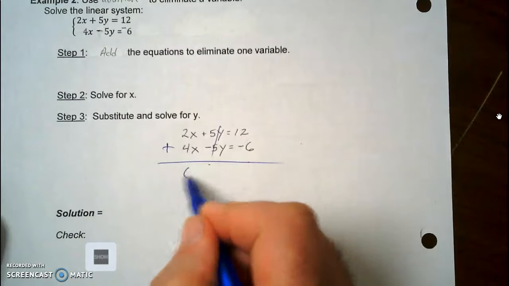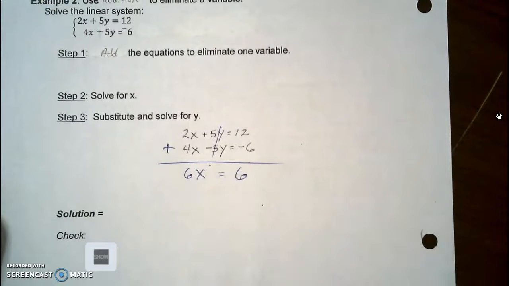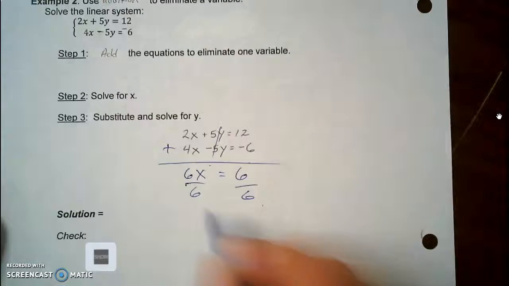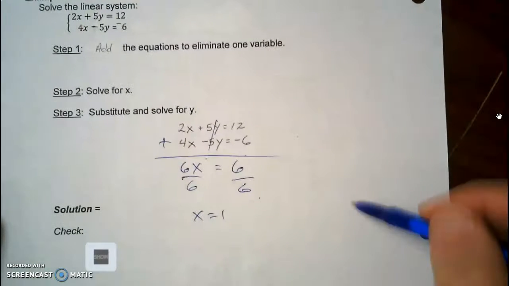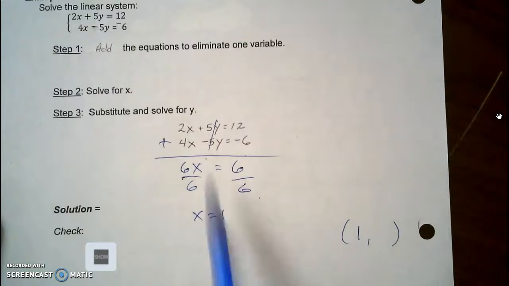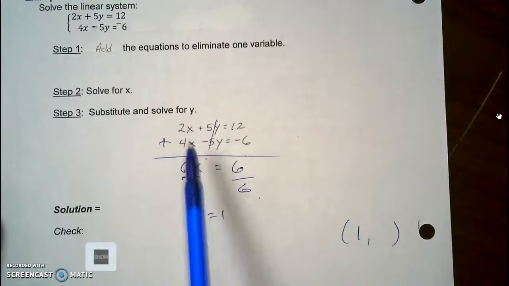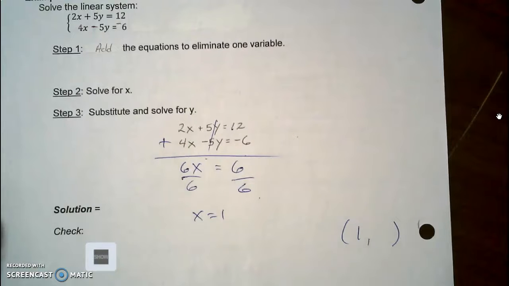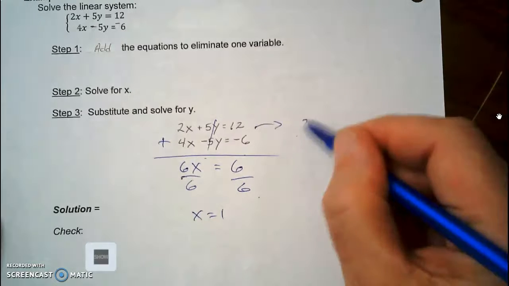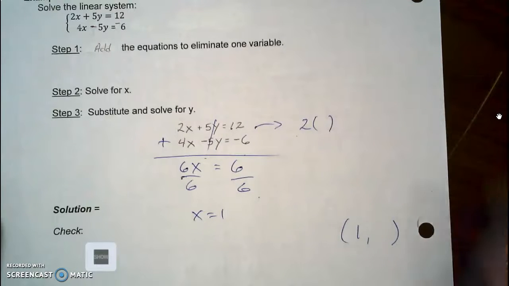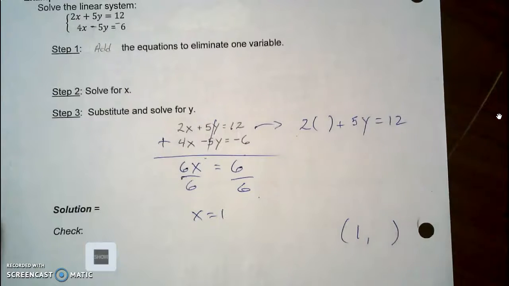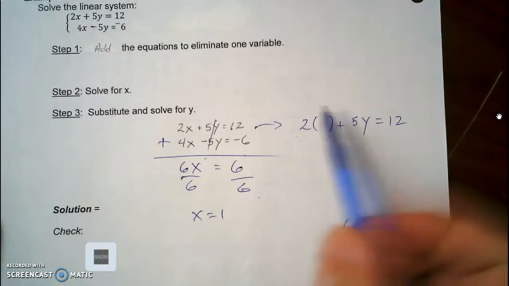The y's cancel. That's 6x equals 6. I just added 12 plus -6. Divide by 6. X is 1. So I'll just come over here somewhere. X is 1. Now I need to find y. So again, pick either one of these that you want to replace x with 1. I'll just pick the first one. So let's bring this one over. 2 times, I'm going to put the 1 there in a second. I'm just recopying it without the x. Okay, now, x is 1.